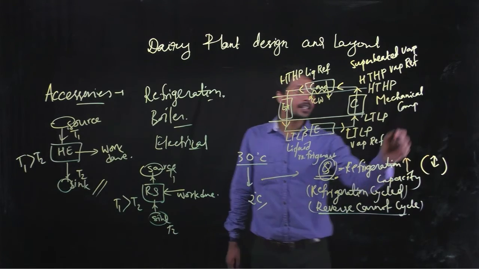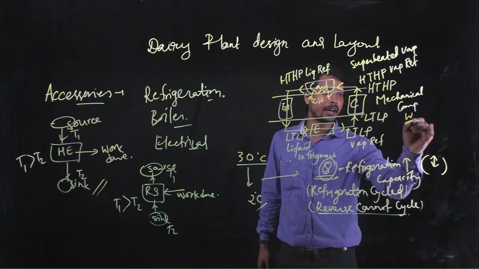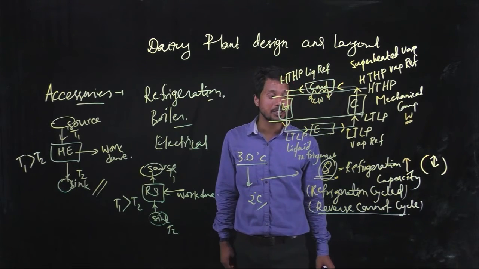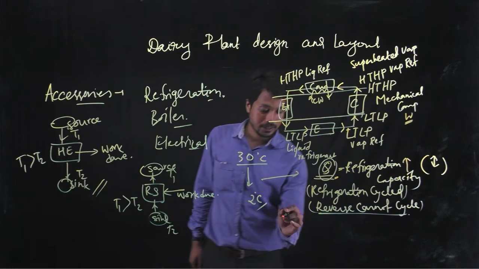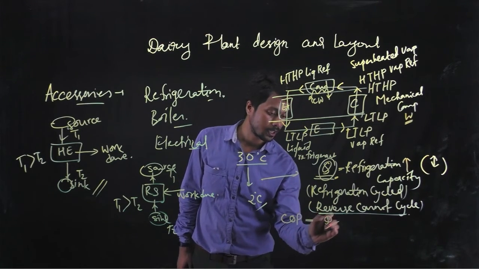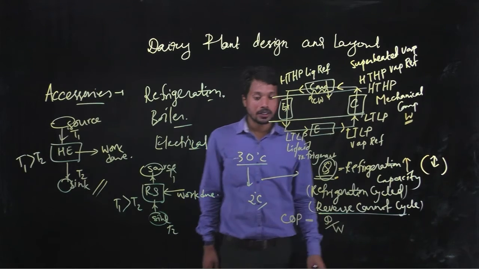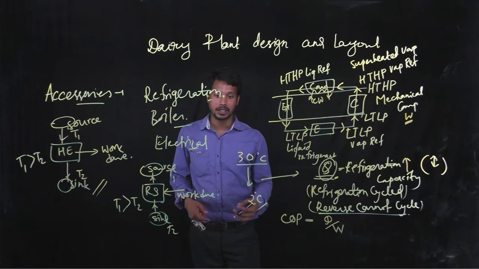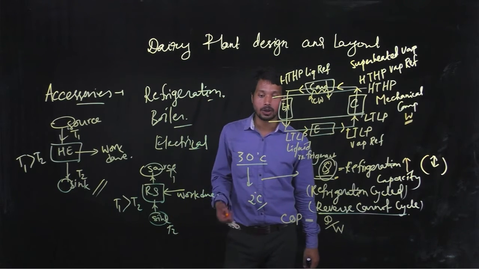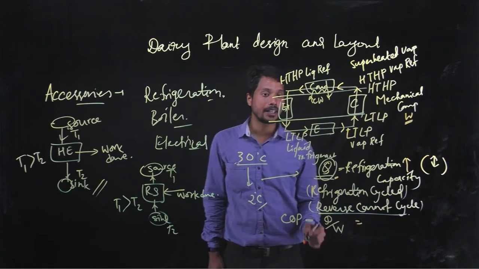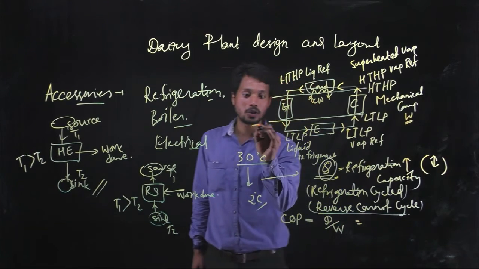In mechanical compression, the amount of work done on the system is called the work done or the power unit. And remember this COP, that is called the coefficient of performance. This is nothing but Q by W, that is, the ratio between the refrigeration capacity and the work done on the system, called the coefficient of performance.